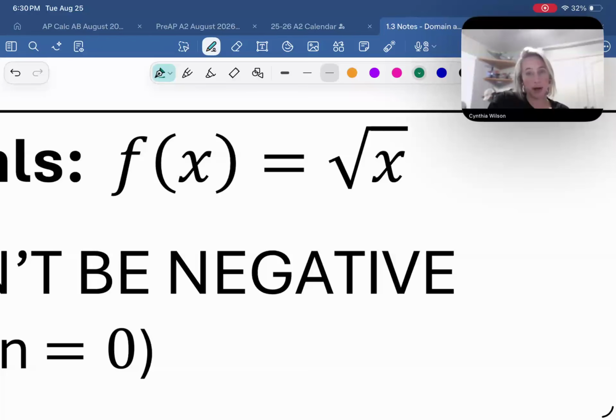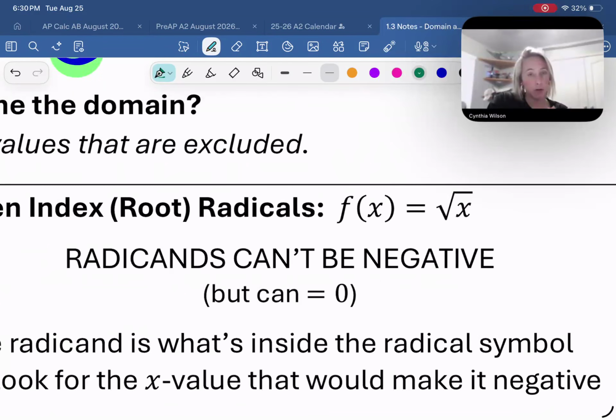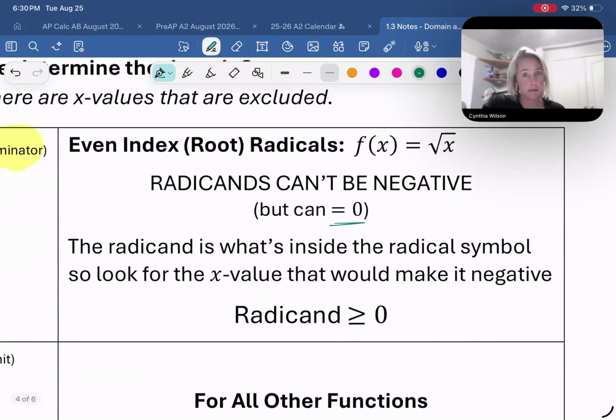Even index radicals. So 2, 4, 6, 8. Those numbers, so it's called a radicand. Those numbers can't be negative, but they can equal 0. Okay, you cannot take this at this moment. You cannot take the square root of a negative number. Okay, that's a different type of number. So we take the radicand, the stuff under the radical, set it greater than or equal to 0.